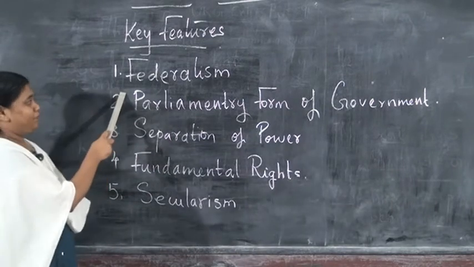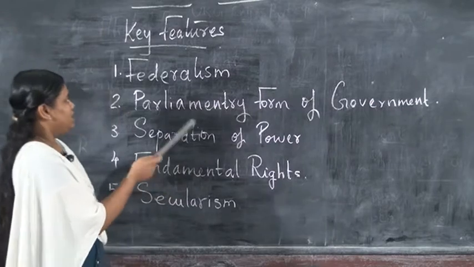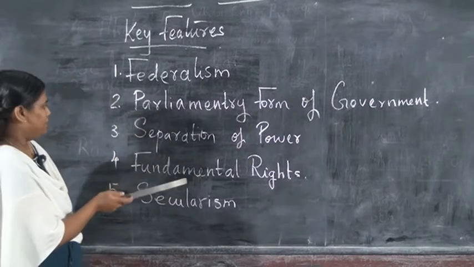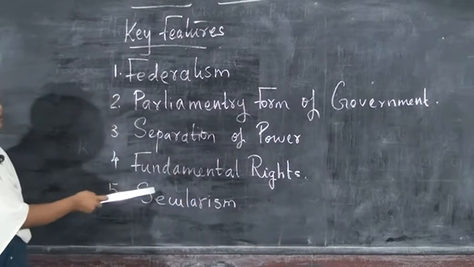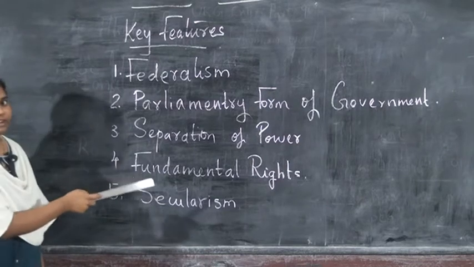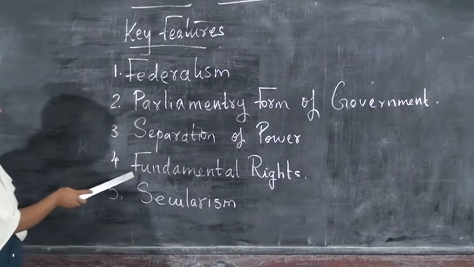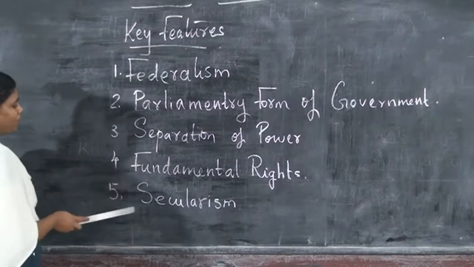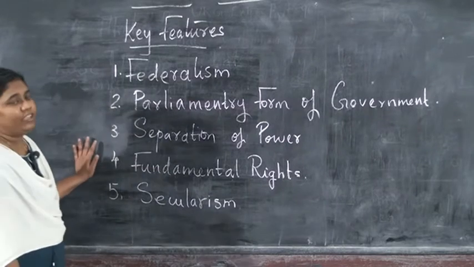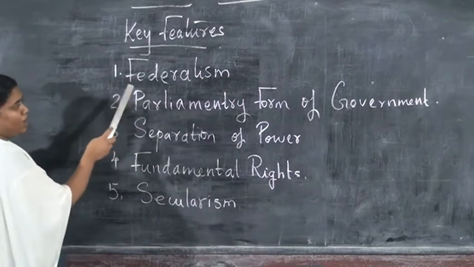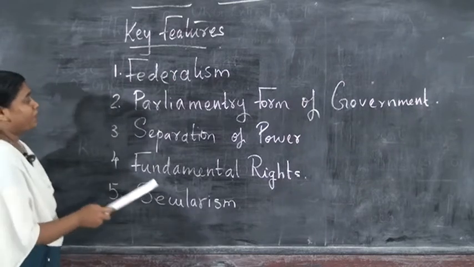The first one is federalism. The second is the parliamentary form of government. The third is the separation of powers. The fourth is fundamental rights. You have already studied fundamental rights and duties in the lower classes. And the fifth one is secularism. These are the five main features of the Indian constitution: federalism, parliamentary form of government, separation of powers, fundamental rights and secularism.